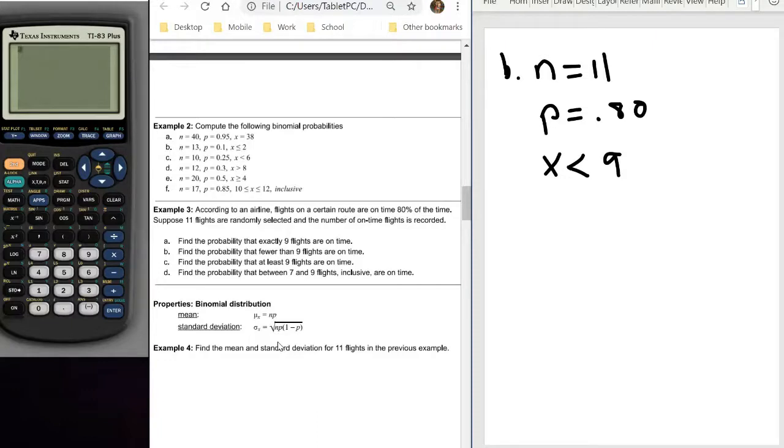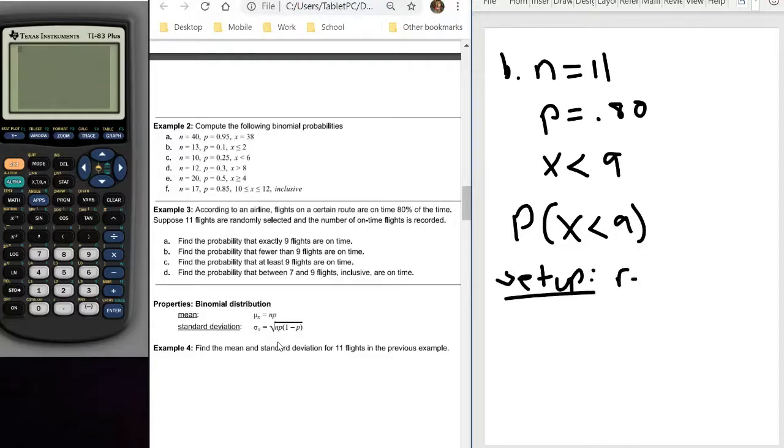Now, the probability statement looks like the probability that x is less than 9. Again, we cannot use this symbol in order to calculate the binomial probability in the calculator. So instead, we need to rewrite the less than symbol to either an equal or a less than or equal, because the calculator can handle one of those two. Let me show you how we do it.